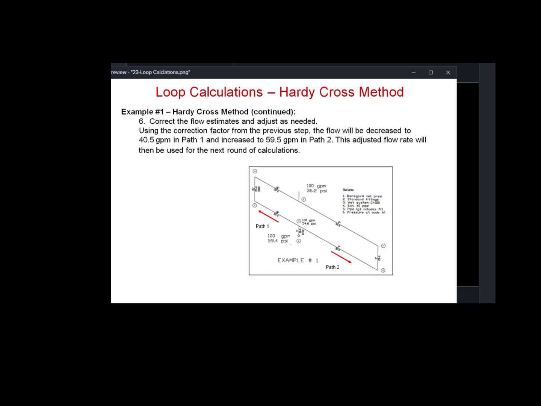Step 6, correct the flow estimates and adjust as needed. Using the correction factor from the previous step, the flow will be decreased to 40.5 gallons per minute in path 1 and increased to 59.5 gallons per minute in path 2. This adjusted flow rate will then be used for the next round of calculation. This is the worksheet for this step.